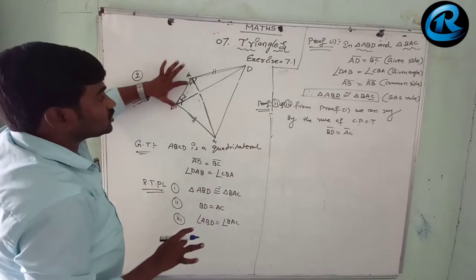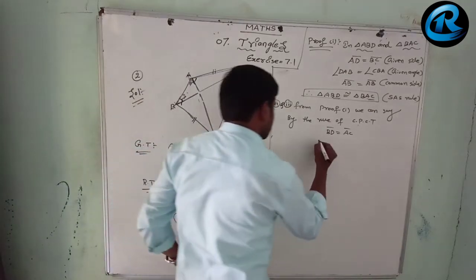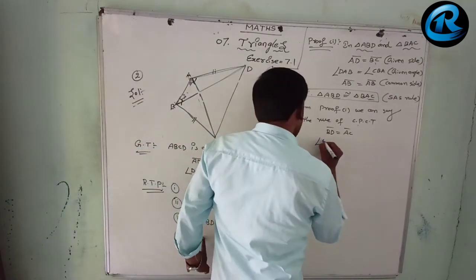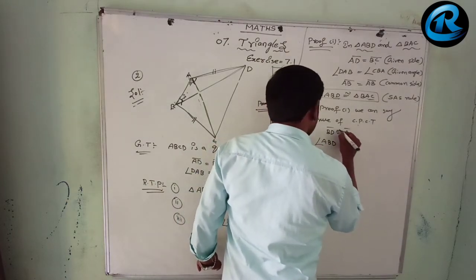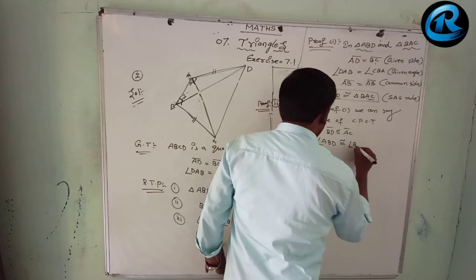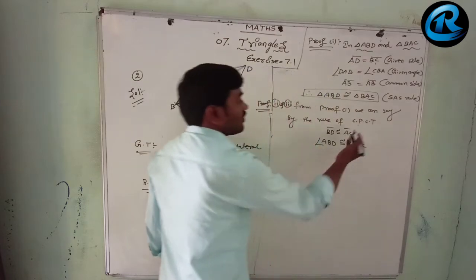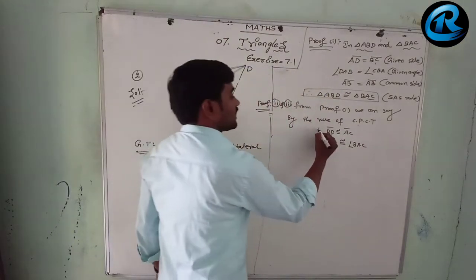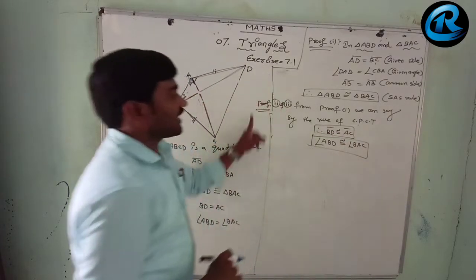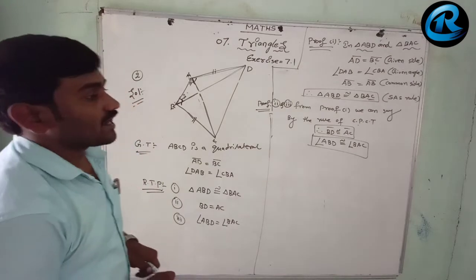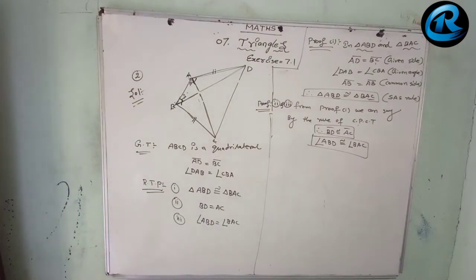Now here these two angles are also corresponding parts, by the CPCT rule. So angle ABD is congruent to angle BAC by the CPCT rule. This is the second proof, and this is the third proof. Second and third proofs: angle ABD and angle BAC are congruent by the rule of CPCT.